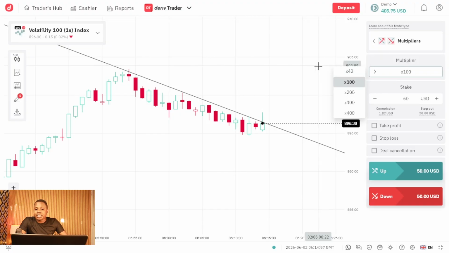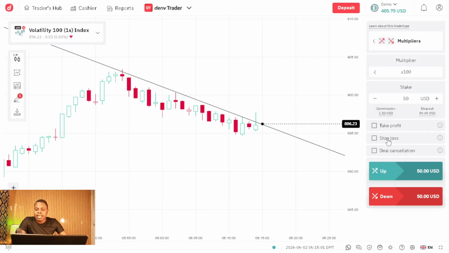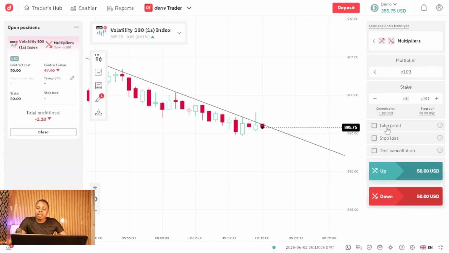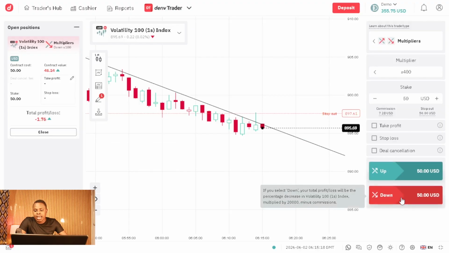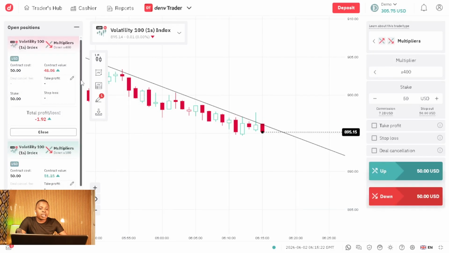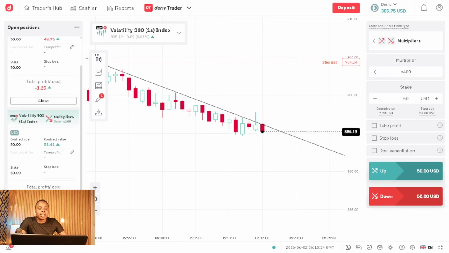So to show you different examples, here we just put a 100 multiplier, and then I'm just going to click down. We also have a stop loss and take profit, but I will talk more about that in a minute. So we placed our first trade right here. Let's place another trade with, for example, a 400 multiplier and the same stake, and again we are going to put down. So now we have our two positions opened on the left hand side.